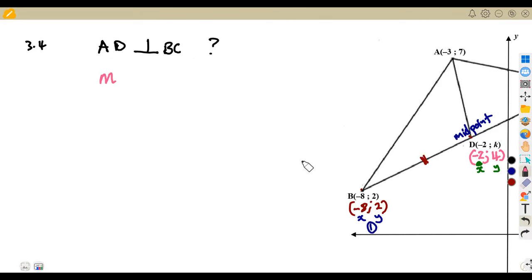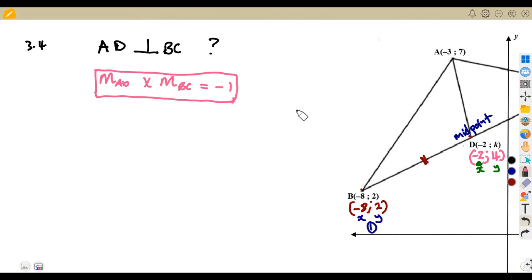The product of the two gradients, the gradient of AD and the gradient of BC, should give us -1 if the two lines are perpendicular. This is a condition you need to understand for perpendicular lines. If they are parallel, they have the same gradient, but for perpendicular lines, the product of their gradients should give us -1. So let's prove that.